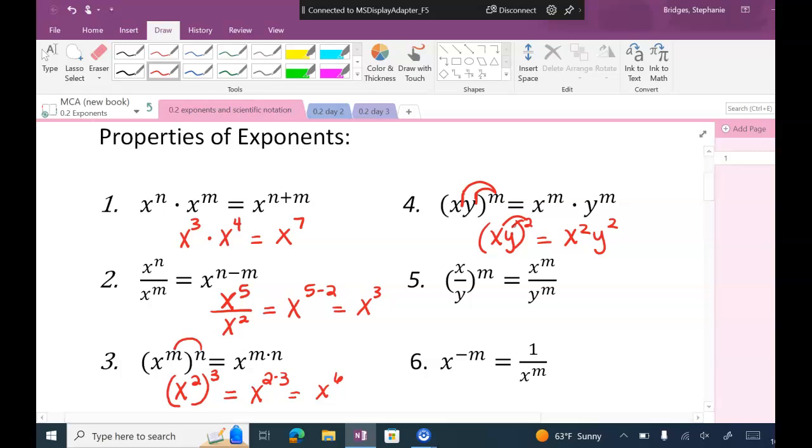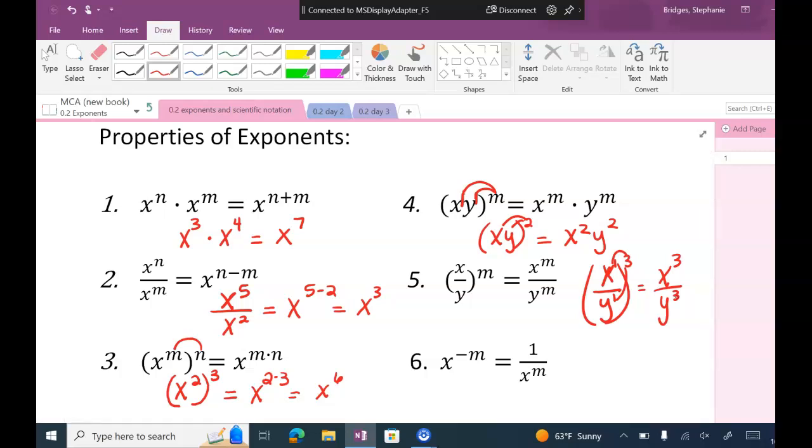If I have a fraction inside of a parenthesis and an exponent on the outside, that exponent is going to go to both the numerator and to the denominator. So if I had x over y and that was raised to the third power, again, we're multiplying exponents, but it goes to both the numerator and to the denominator. So that would become x to the third over y to the third.